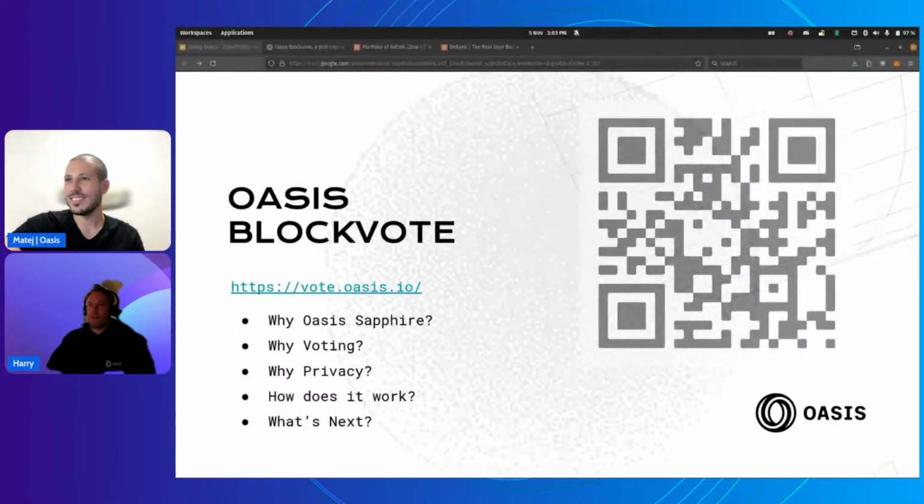Yeah, of course. So I'm going to run through a handful of slides first, just to give you an overview. So today I want to share something that we've been building at Oasis. It's a new kind of voting tool. At the moment, it's live on testnet, and if you scan the QR code or follow the link to vote.oasis.io, you can try it out while you listen along. But before I dive in, I do want to give you some quick context around it.